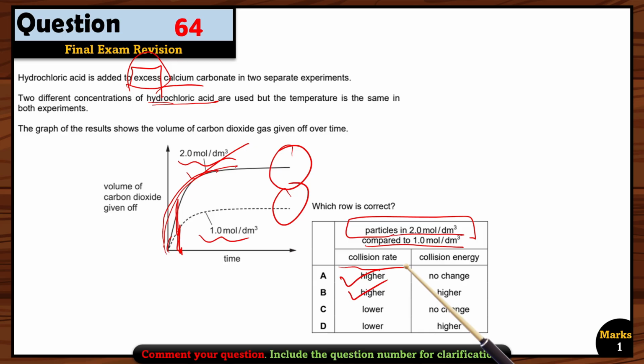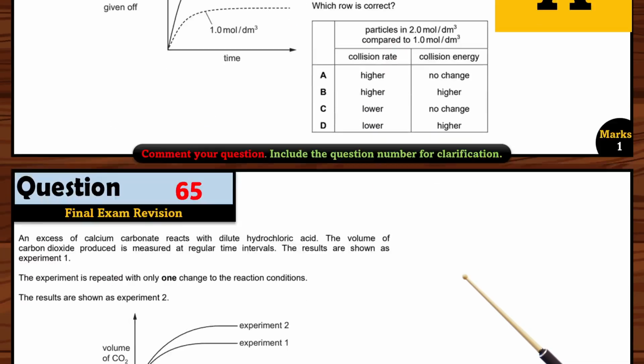It only depends, I already told you, on temperature, okay? So temperature is the main reason behind the collision energy. If you see, the temperature is the same, they have not changed the temperature, so it means the collision energy was not changed. So option A is the right option, okay? So that's why you have to choose option A.